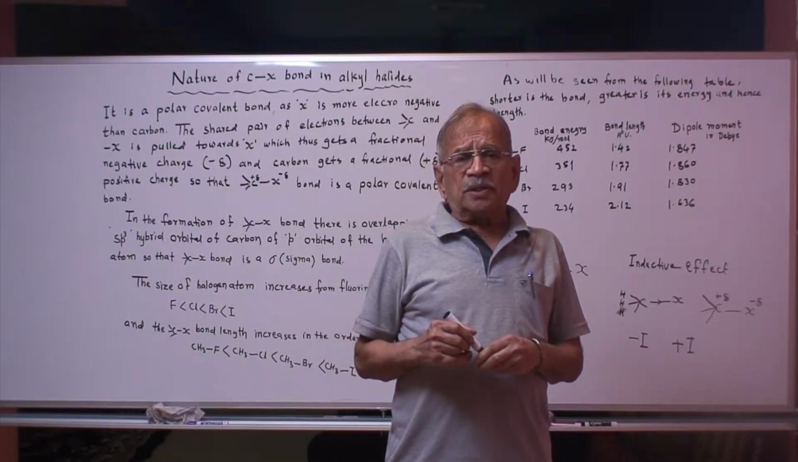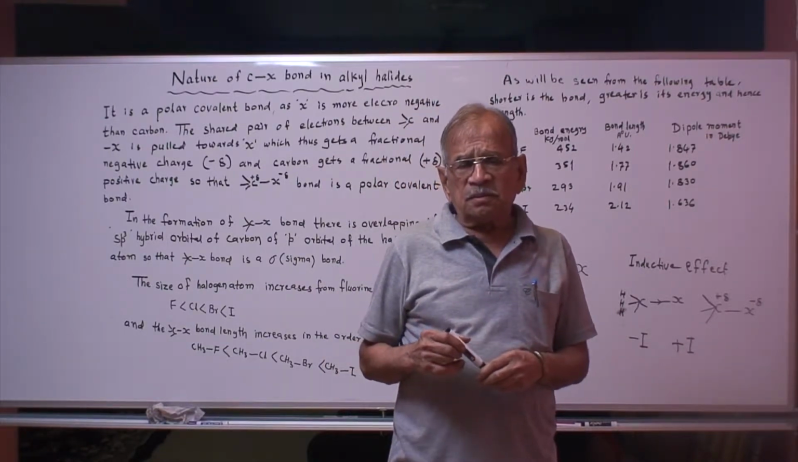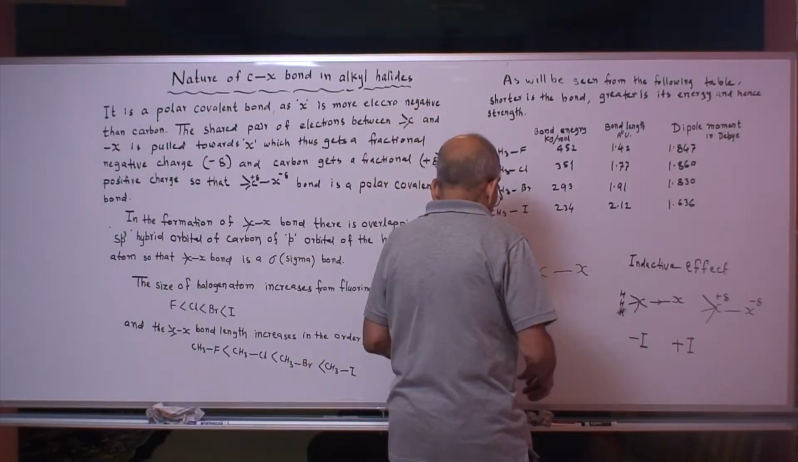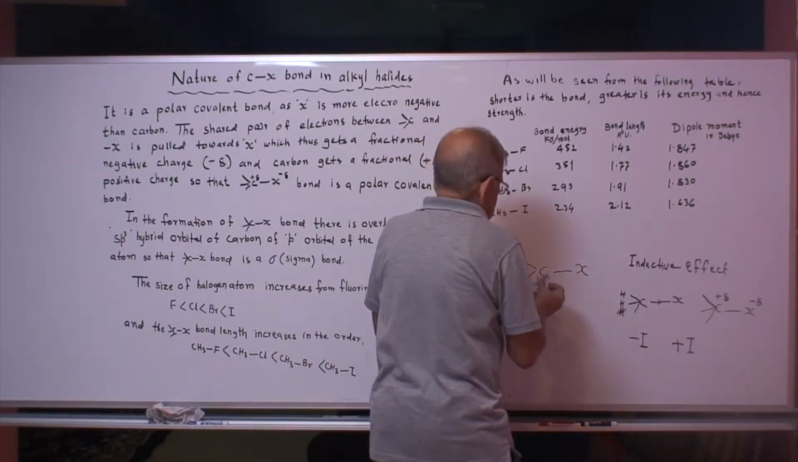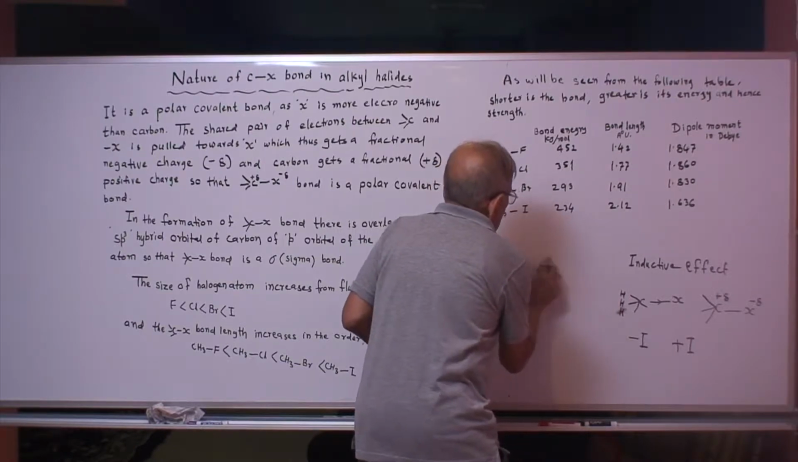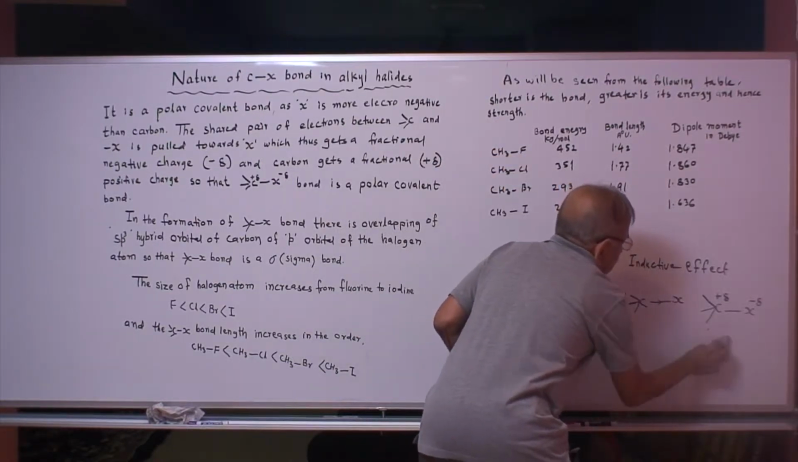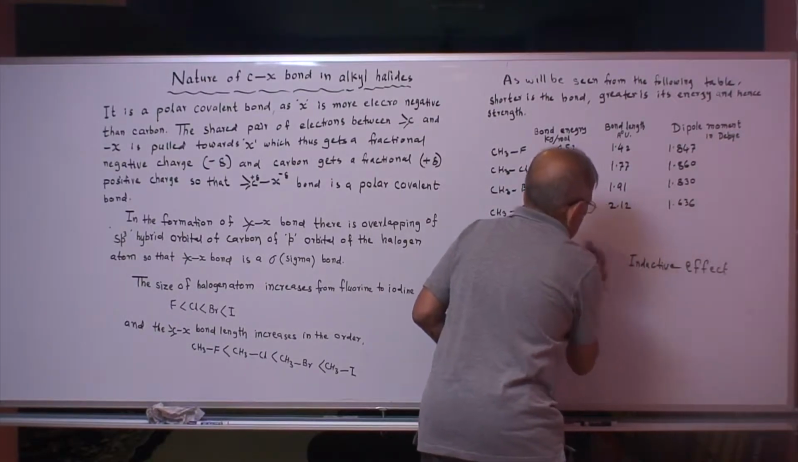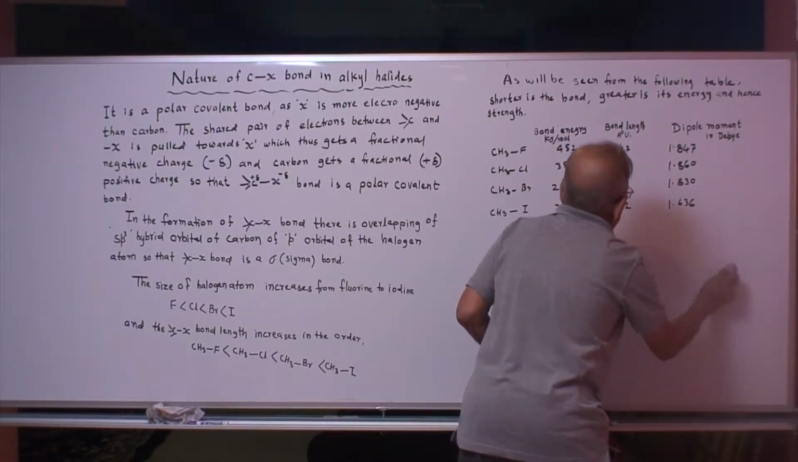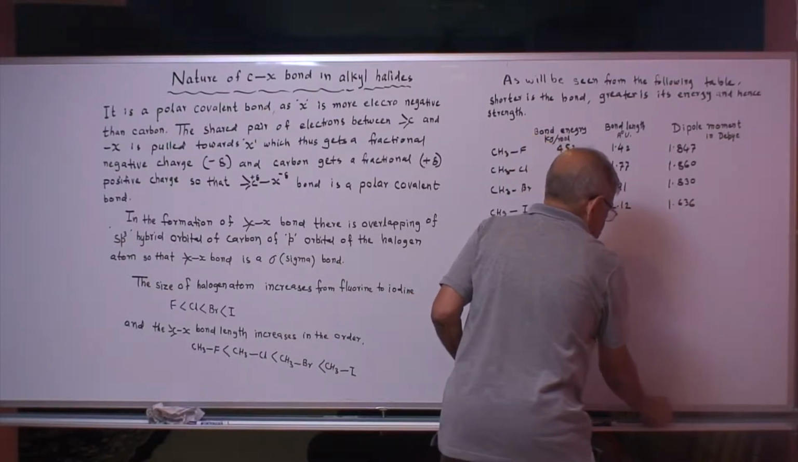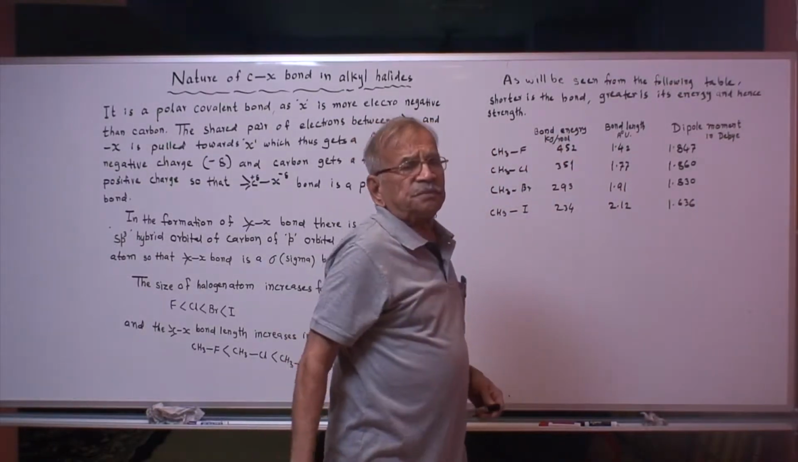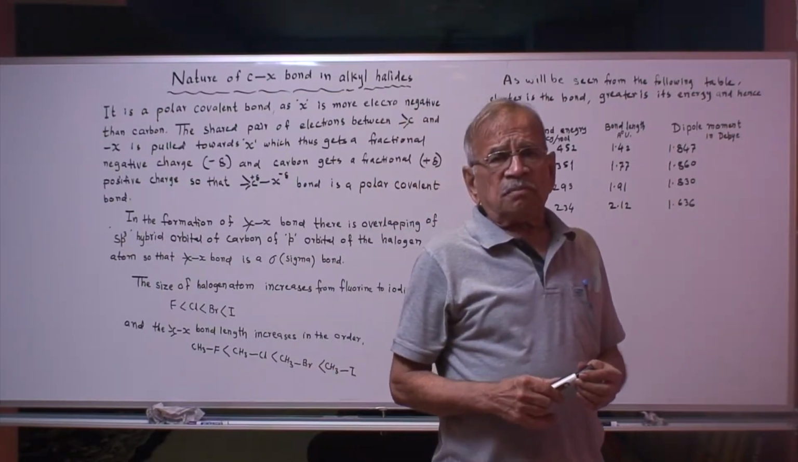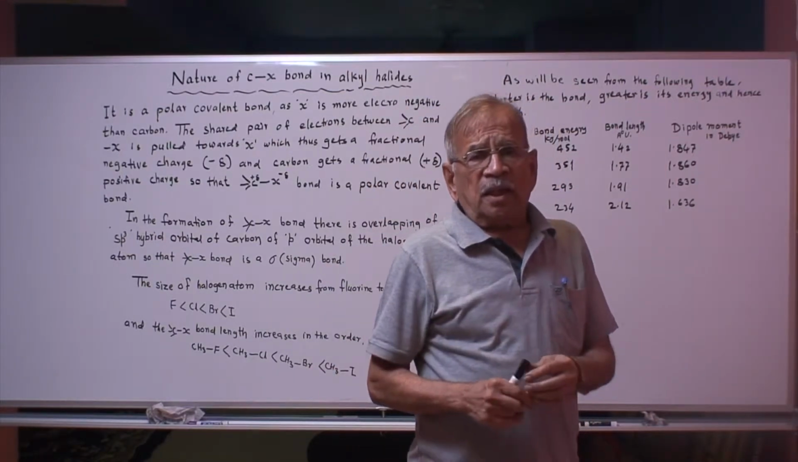Carbon gets a plus delta charge. Halogen X gets a minus delta charge because of the minus I inductive effect, which you might have studied sometime in the past, of the halogen atom.